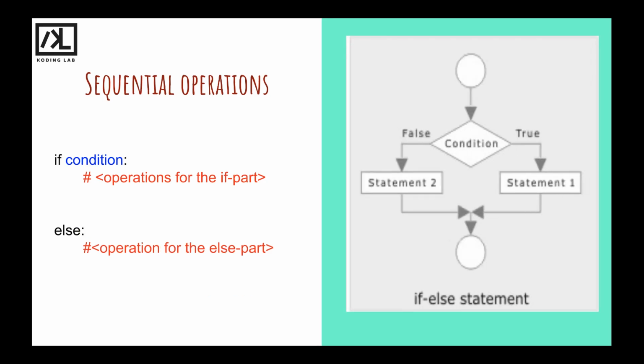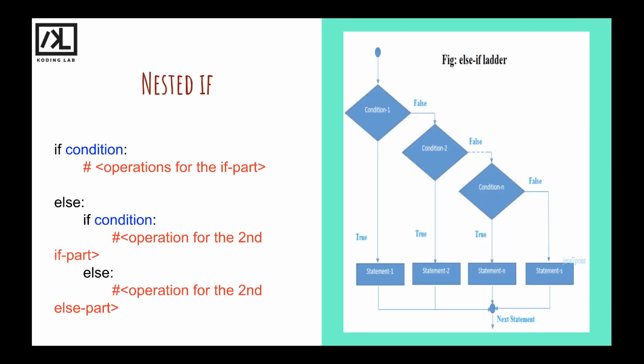Then we have if and else. So let's see how the program runs this code. First, it will evaluate the condition. If the condition is true, it will execute statement 1. Else, which means the condition is false, it will execute statement number 2, and at last, it will run the rest of the code.